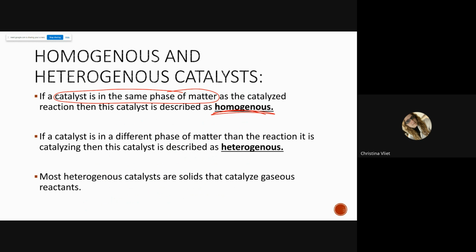If we have a heterogeneous catalyst, this means that our catalyst is actually in a different state of matter than the reaction is catalyzing. We've actually already seen, I believe, an example.